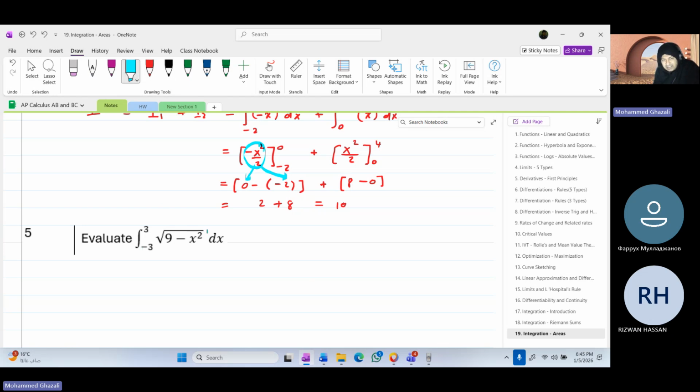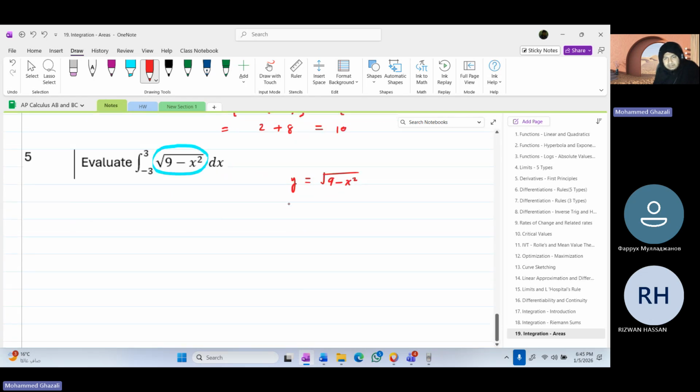It's basically finding the area under a curve. So let's try to analyze this curve. Let's say this curve is y equals the square root of 9 minus x squared. What if I square both sides? Then I get y squared is equal to 9 minus x squared. What if I bring the x squared over? And I get x squared plus y squared is equal to 9.